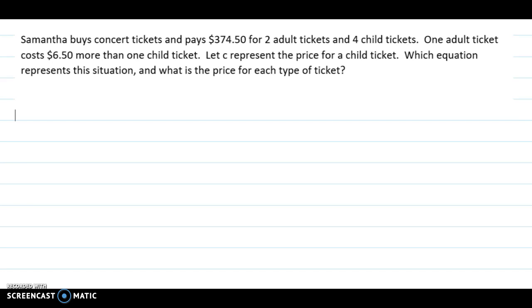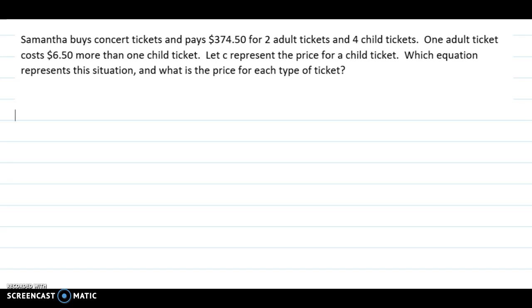Samantha buys concert tickets and pays a total of $374.50 for two adult tickets and for four child tickets. One adult ticket costs $6.50 more than one child ticket. Let little c represent the price for a child's ticket. Which equation represents the situation and what is the price for each type of ticket?